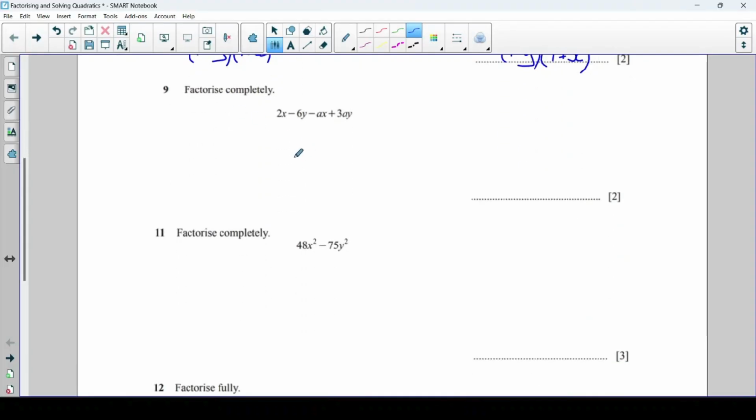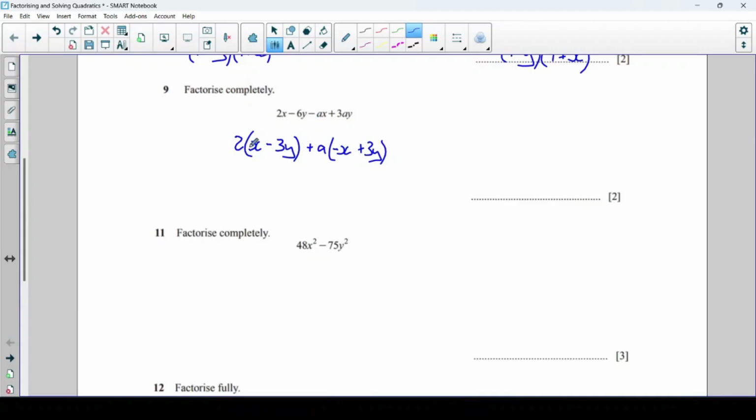For this next question, same idea. I'm going to make a single bracket with the first two. I can take 2 out, and inside the brackets I get x minus 3y. And out of these two, I can take either a or minus a. Now, if I took out a, I want to show you what's going to happen and why it's going to be a problem. So if I take out plus a, inside the brackets I'm going to get minus x and then plus 3y. And at this point you should notice that these two brackets are different, and like I said, that's a bit of a problem.